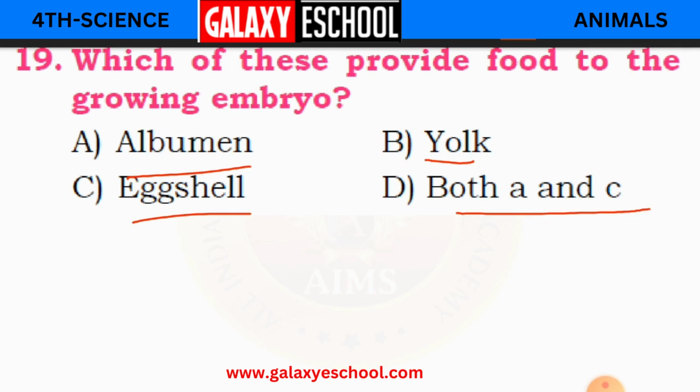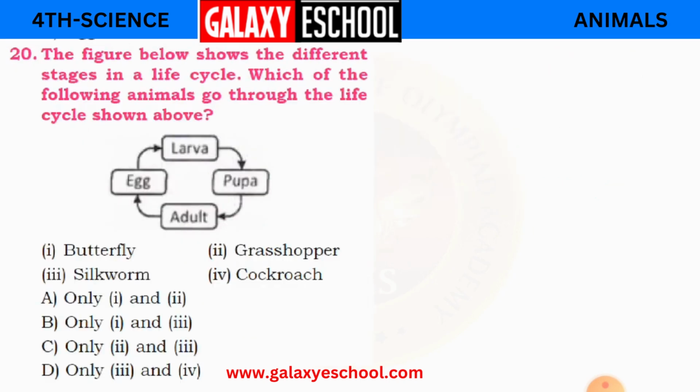Albumin. Albumin is what, children? It is a white jelly substance. Yolk is the yellow one. Eggshell is the outer layer of the egg. Both A and C, that is albumin and eggshell. So which contains food and is going to provide the food to the embryo? That is yolk. Yolk has got food stored in it and it is going to provide that food to the embryo. Okay, children? Clear? Now we'll go to the 20th question.